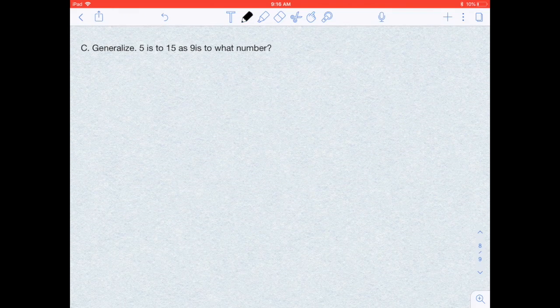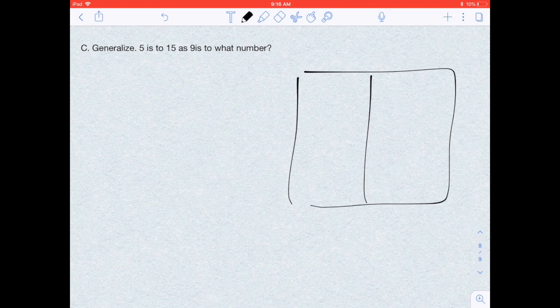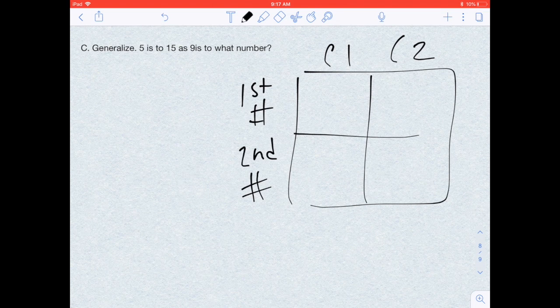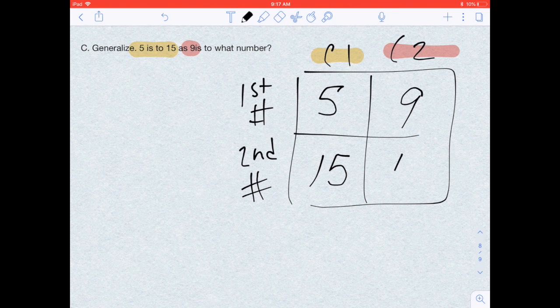All right, last one is an analogy. So I'm going to go ahead and do my ratio box with my case 1 and case 2. Okay. Remember that I label these as first number, second number. And this is proportions of numbers to each other. So if 5 is to 15, is case 1, as 9 is to what number? So 5, 15, 9, what number?